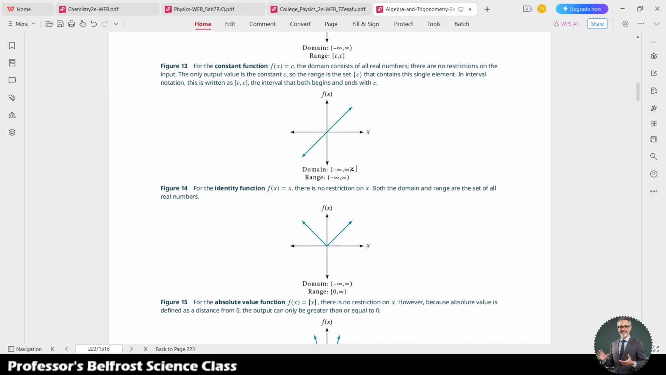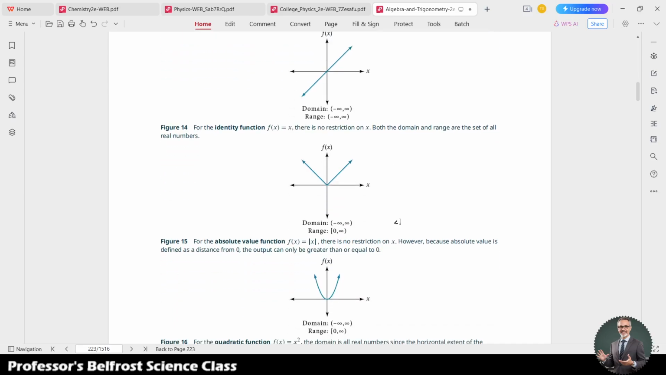It is minus infinity to infinity, and the range is the same, because f(x) equals x, so the domain must be the same value as the range. So it's also from minus infinity to infinity. Okay, how about for absolute value?